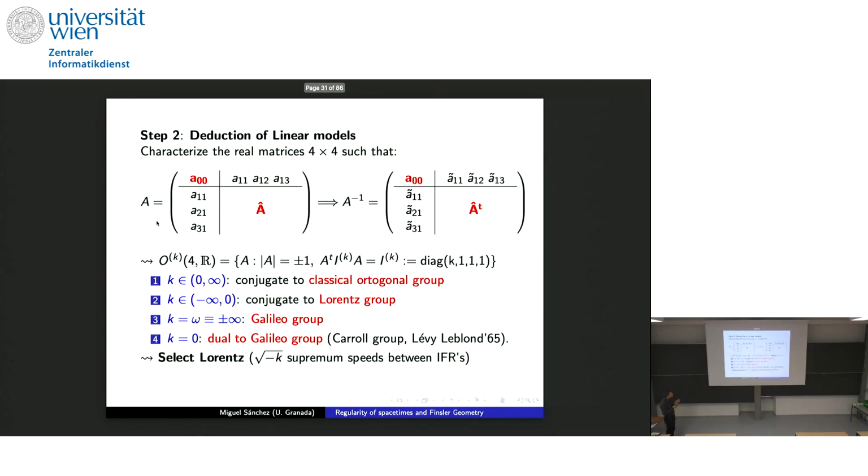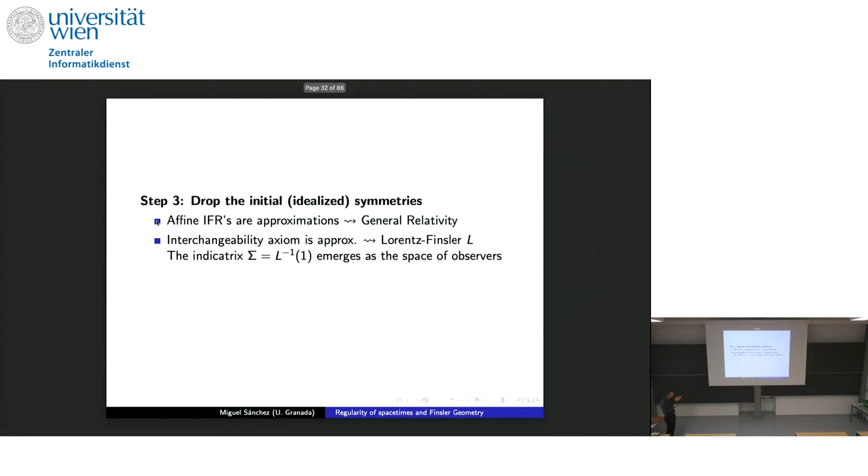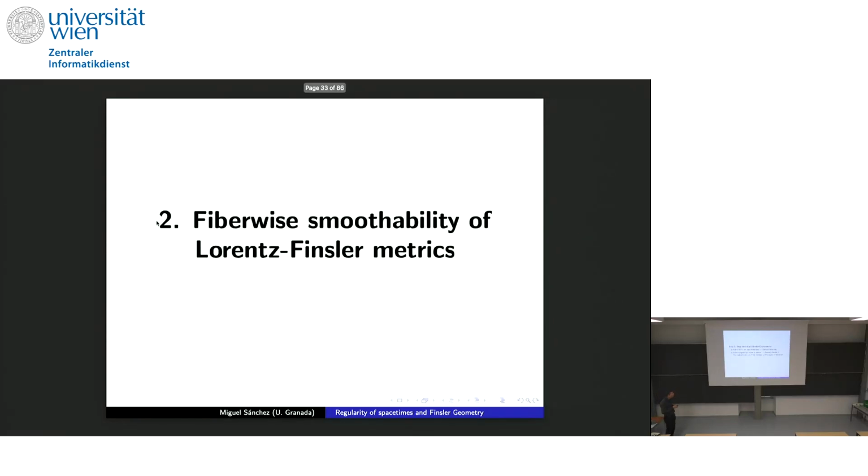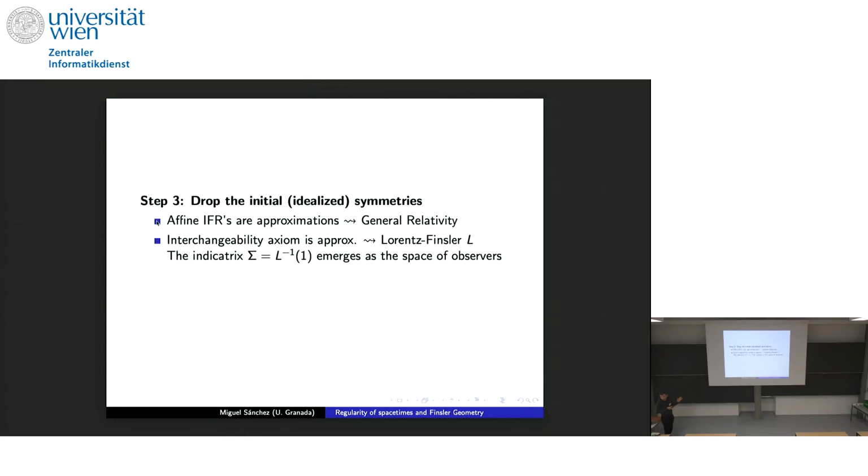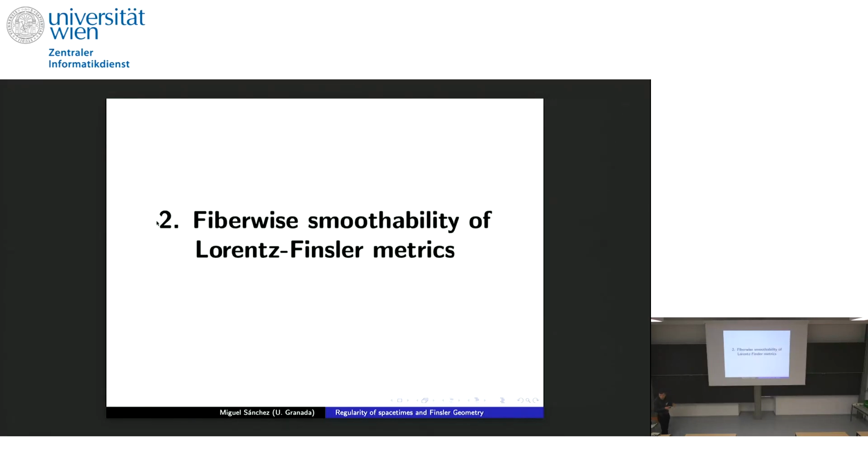And so this is the only case where the supremum is finite but not zero. Once we have arrived at these models and perhaps selected the Lorentzian one, the third step is to drop the initial idealized symmetries. That is, if we drop the affine character and regard it only as an approximation, we will obtain general relativity. And if we drop interchangeability and consider it just as an approximation, we obtain a Lorentz-Finsler metric. Well, either by these axioms or by the consideration of differentiability, I will consider in the remainder Lorentz-Finsler spacetime as something reasonable to work with.